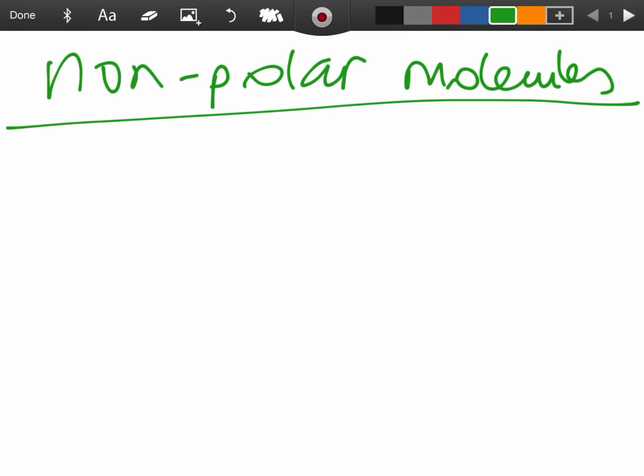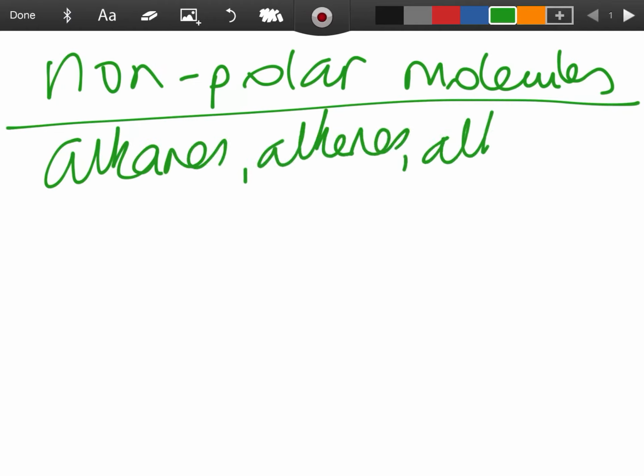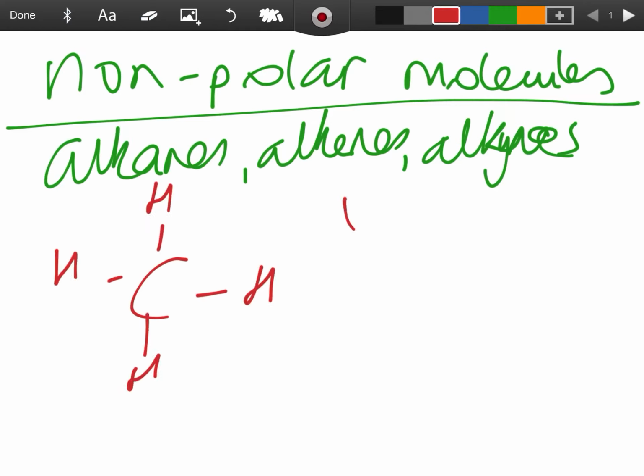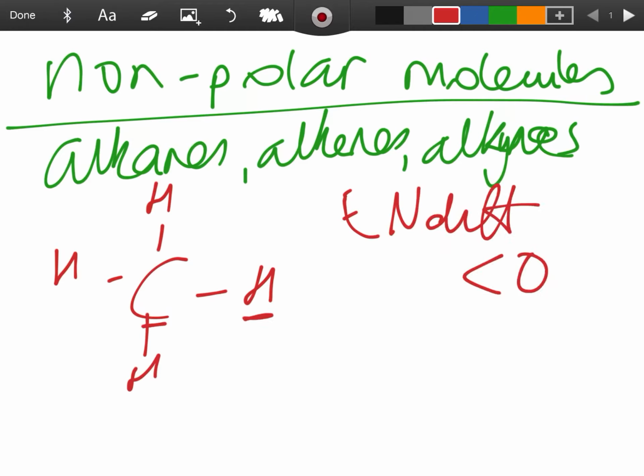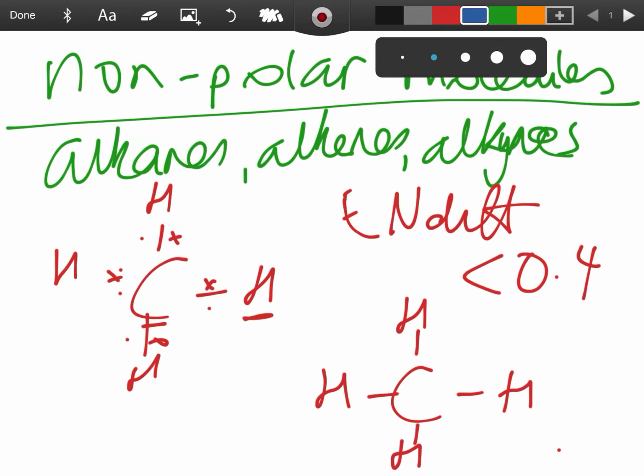Now, one last thing about van der Waals. Van der Waals will exist between non-polar molecules. Now, this coincides a lot with the organic chemistry that you would have done. So alkanes, alkenes, and alkynes are all non-polar. What does that mean? It means that if you draw out something like methane here, CH4, we looked at the electronegativity difference between carbon and hydrogen, and when you do, it's less than 0.4. So it means that there's an equal sharing of the electrons here in the methane molecule. There is no permanent dipole.